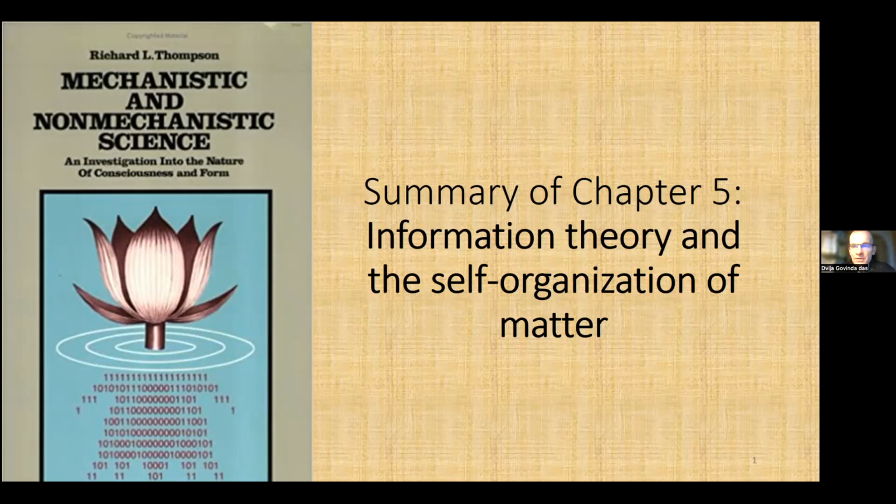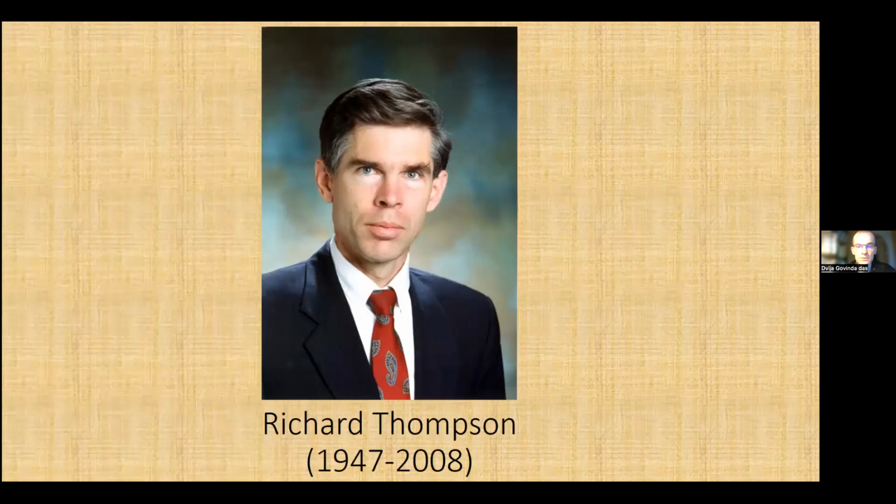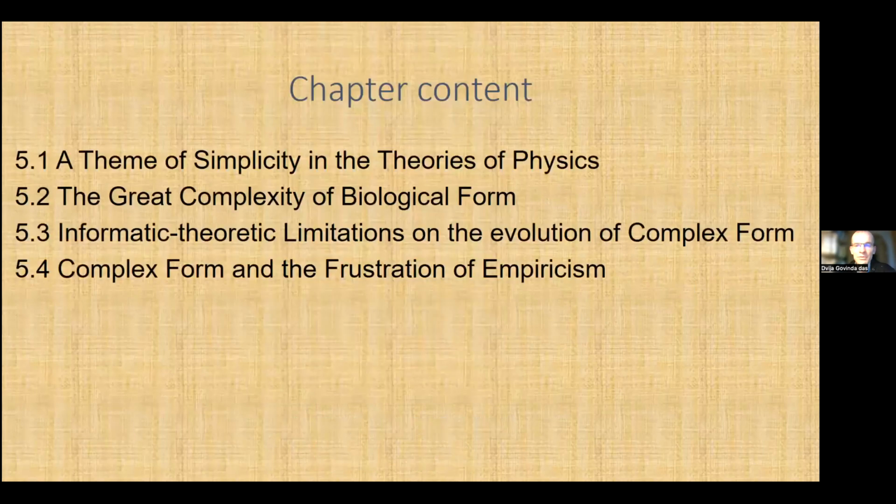So today we are discussing the summary of Chapter 5 of Mechanistic and Non-Mechanistic Science by Richard Thompson. The title of the chapter is Information Theory and the Self-Organization of Matter. One of the most interesting chapters of this book. It may appear quite sophisticated with mathematical formulas, but nevertheless, the main idea is quite simple.